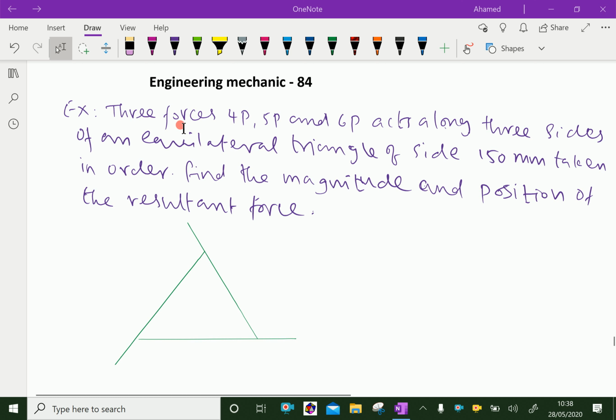In engineering mechanics, let us do an example problem regarding moment of forces. For example, three forces 4P, 5P and 6P act along the three sides of an equilateral triangle of side 150 mm, taken in order. Find the magnitude and position of the resultant force.